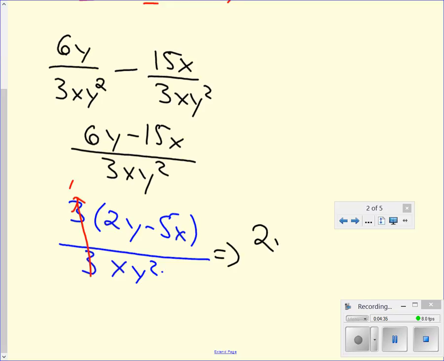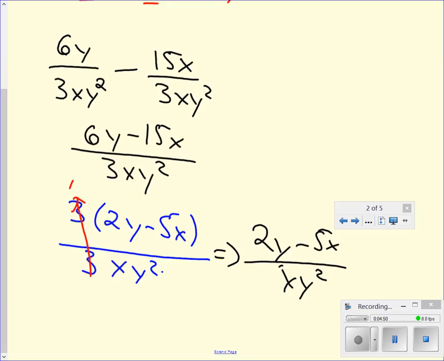My answer is just 2y minus 5x, over xy squared. And there you go, that's my simplest answer.